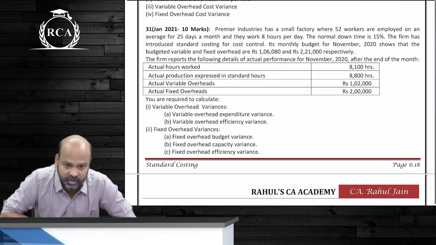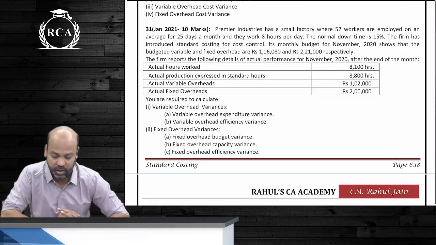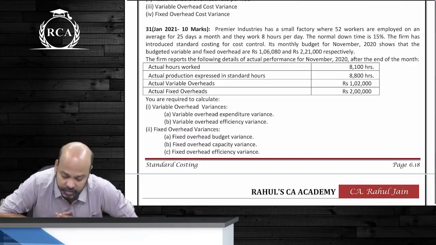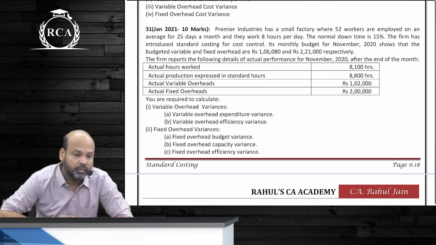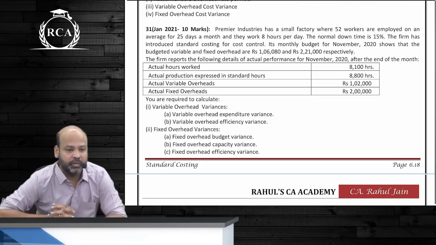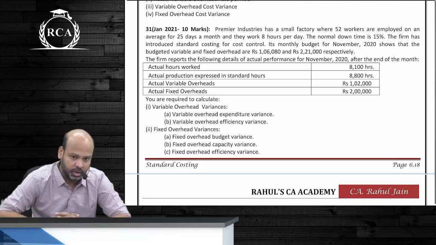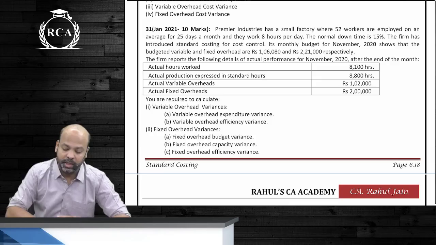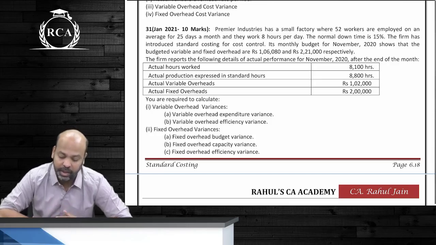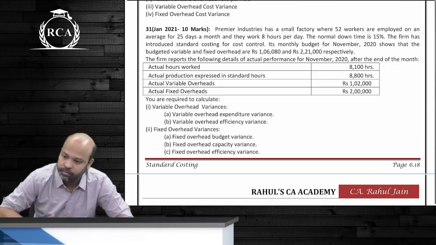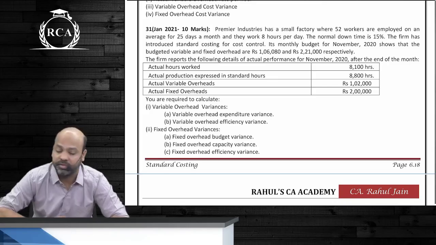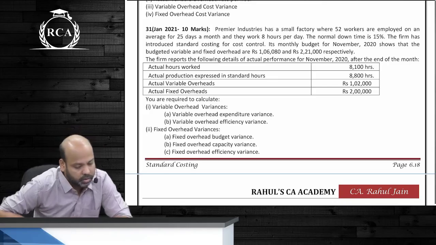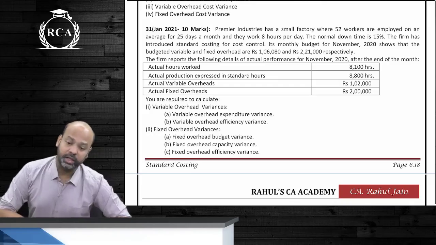Premier Industries has a small factory where 52 workers are employed on an average for 25 days a month and they work for 8 hours a day. The normal downtime is 15%. When you know that there is going to be a downtime, it will be incorporated in the budget. So 52 workers multiplied by 25 days in a month multiplied by 8 hours per day. How many hours? 10,400. Budgeted hours, beta, would be 10,400 minus 15%. You will take budgeted hours as only 8,840.